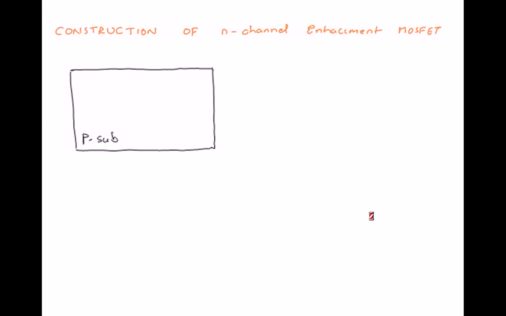Now we will see the construction of the N-channel enhancement mode MOSFET. NMOS transistors are always fabricated in a P-type substrate. Simply, the substrate acts as a base where you can fabricate any number of transistors. Millions of transistors are fabricated on one substrate. So the P-type substrate simply looks like a base.